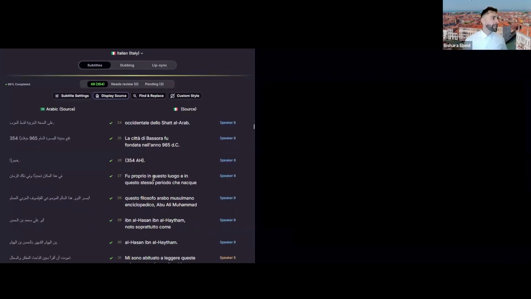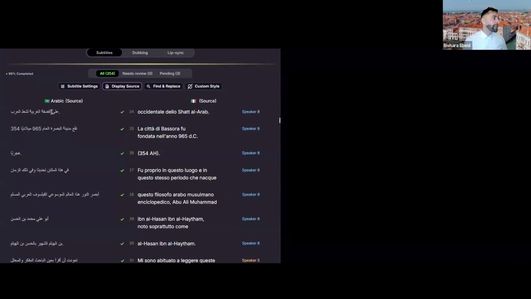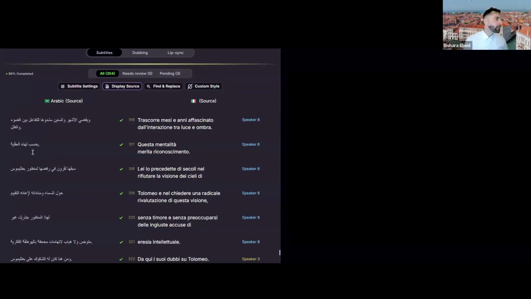So 25, 27, here we have a problem in the punctuation because we need to put not a point here, but a comma. And having these problems in the Arabic text, the produced translation is wrong. It's not just that we have problems in the punctuation in the translation, but the sense of the translated passage is not the same thing that the Arabic text wanted to say.